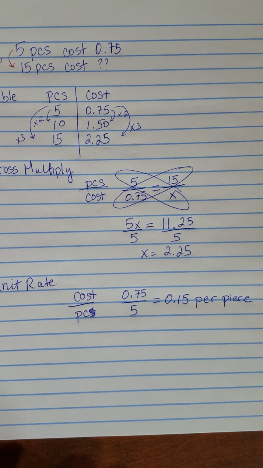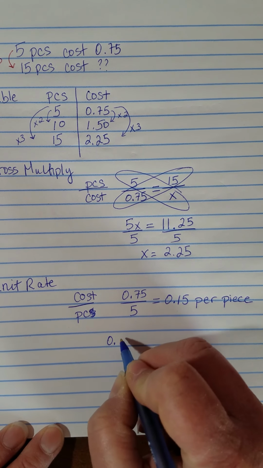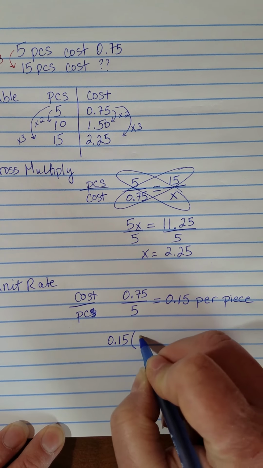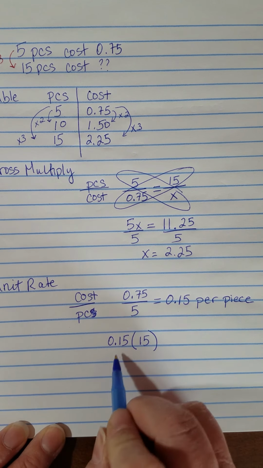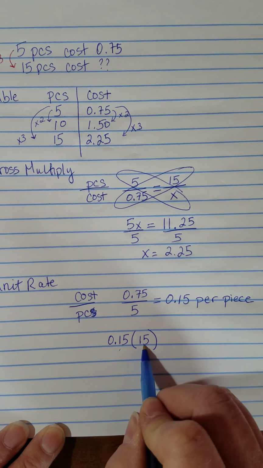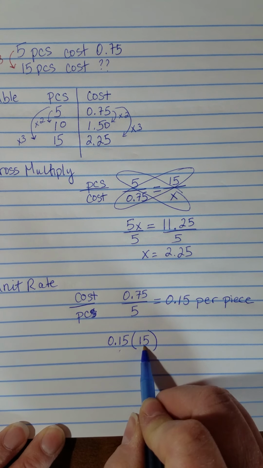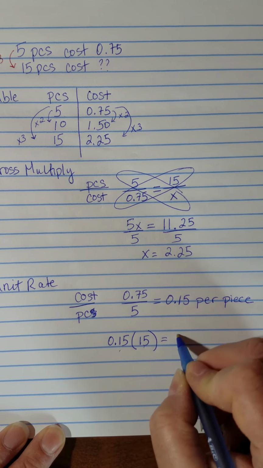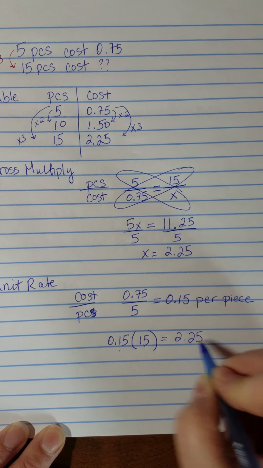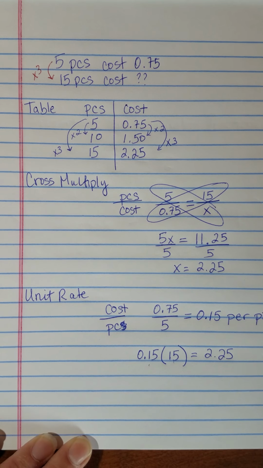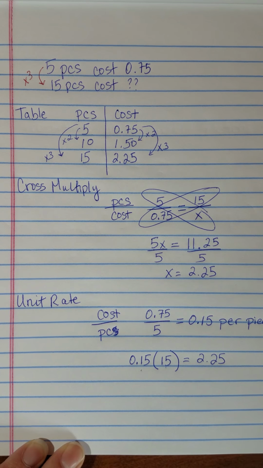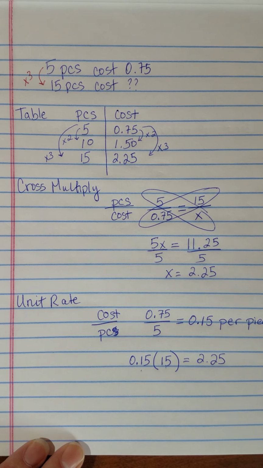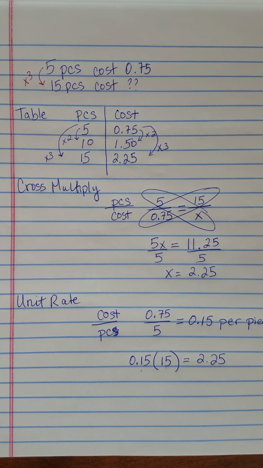If I know that it's 15 cents per piece, how many pieces am I buying? We would just multiply by 15. So the unit rate multiplied by how many items I'm purchasing. In this case here, again, it turns out to be $2.25. All 3 of these techniques are valid. I want you to pick the one that works best for you and continue to practice it. I am going to caution you that the table is probably the least efficient, especially when our numbers are not necessarily ideal.